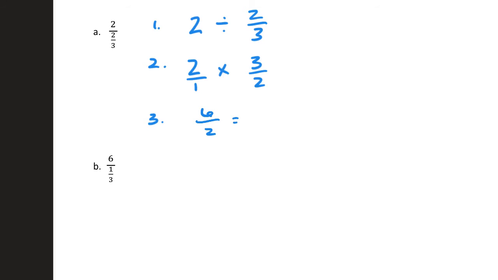So again, step 1 is a division problem. 2 divided by 2/3, okay? Multiply by the reciprocal, 2 times 3 over 2. We can make this 2 into a fraction, 2 over 1, and multiply. 2 times 3 is 6. 1 times 2 is 2. And simplify that. 6 over 2 would be simplified to 3. Okay?